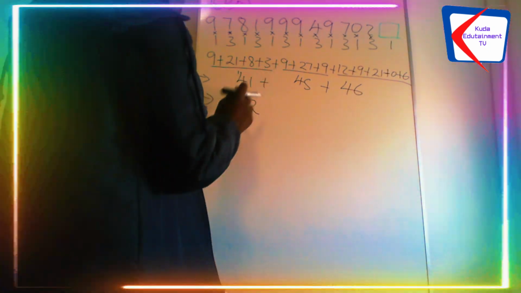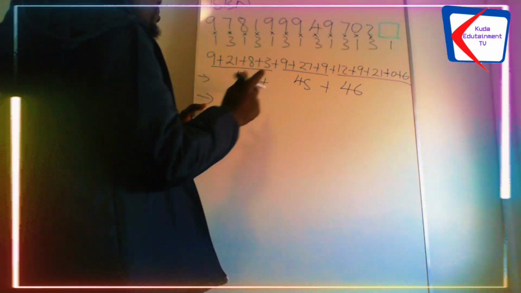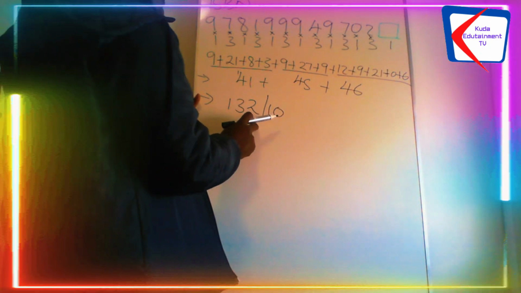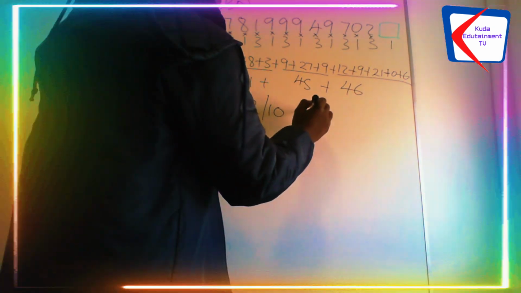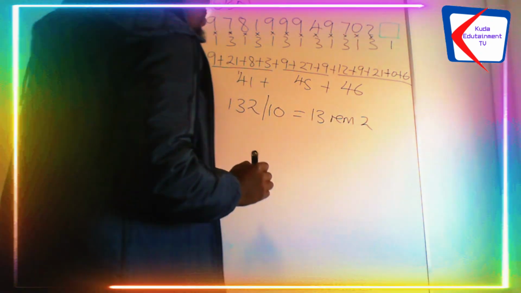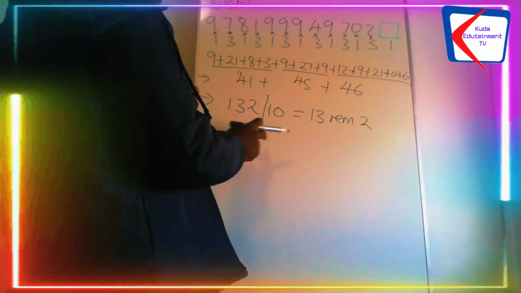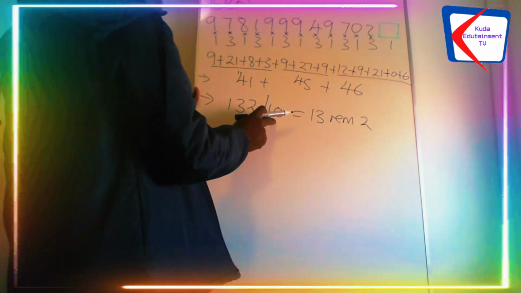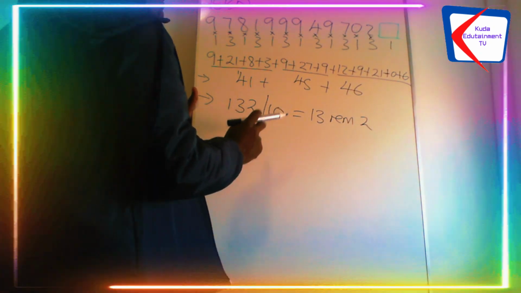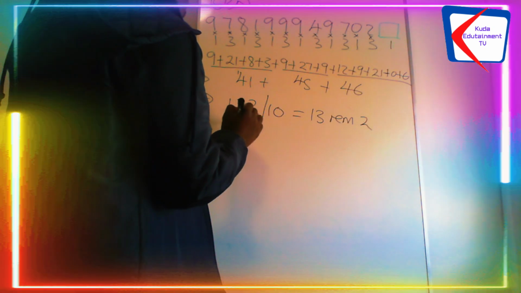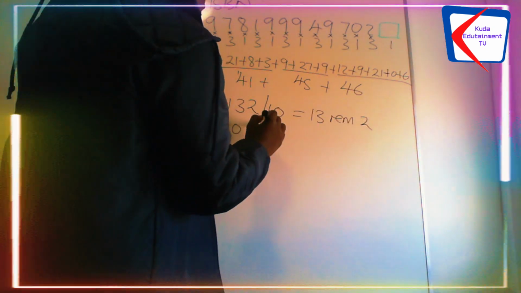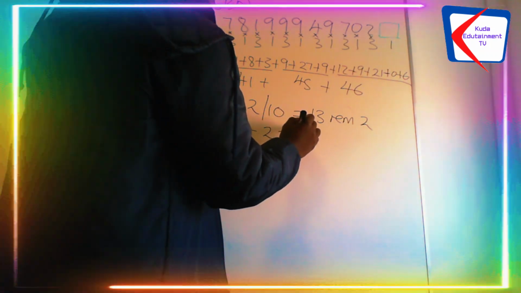And then we divide 132 by 10. So 132 divided by 10 is 13 remainder 2. So what we do now, we subtract the remainder from the number that we're dividing with. We divided by 10 here, so we now have 10 minus 2, which will give us 8.